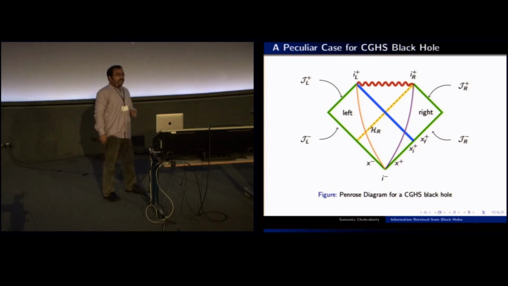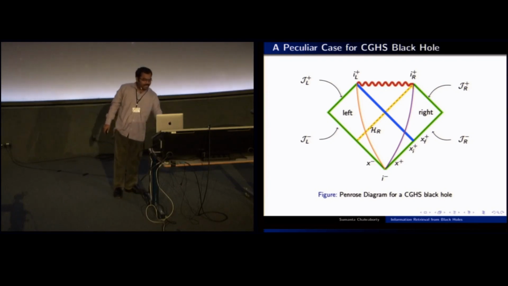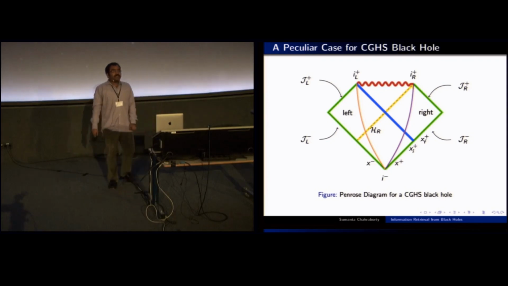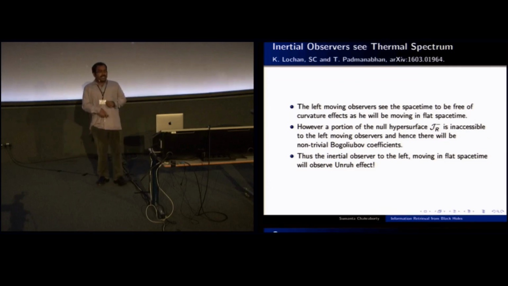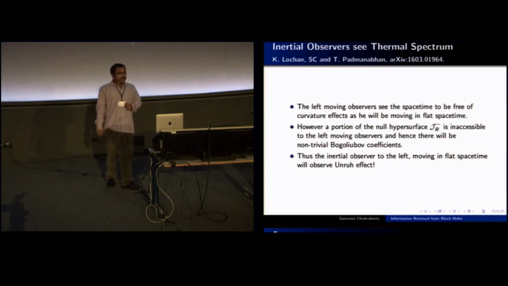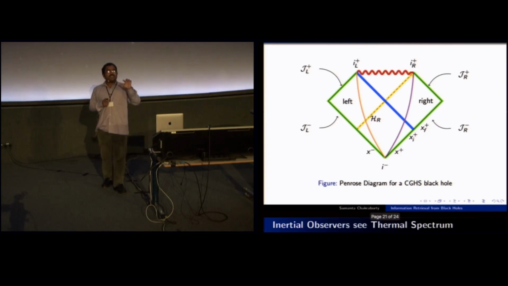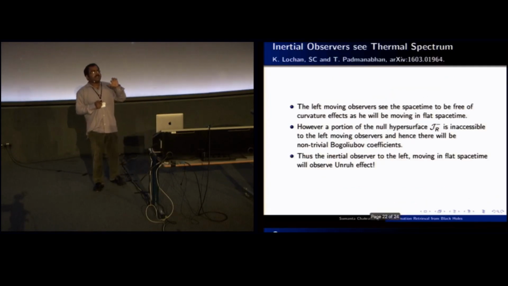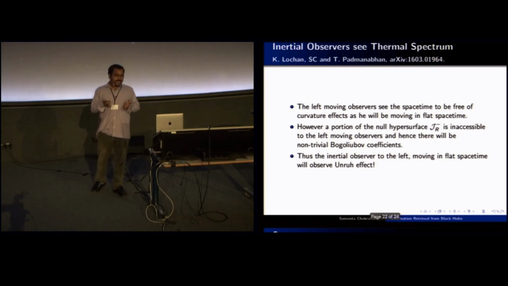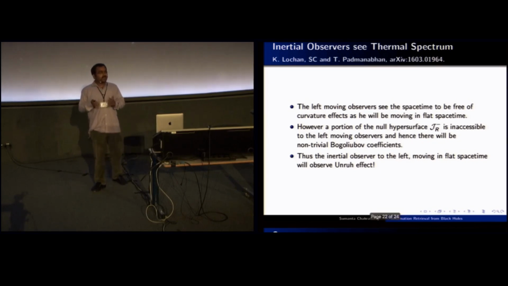So as a consequence, you will have some bizarre result here, that is, the left moving observer will see the space-time to be free of curvature effects, but since a portion of the null hypersurface which I just showed, this chi r minus, is essentially inaccessible to this observer, he will see there are non-trivial Bogoliubov coefficients. So I mentioned these coefficients alpha and beta. If they are Kronecker delta and 0, then things are fine, but he will see these are not Kronecker delta and 0. There would be some non-trivial value.